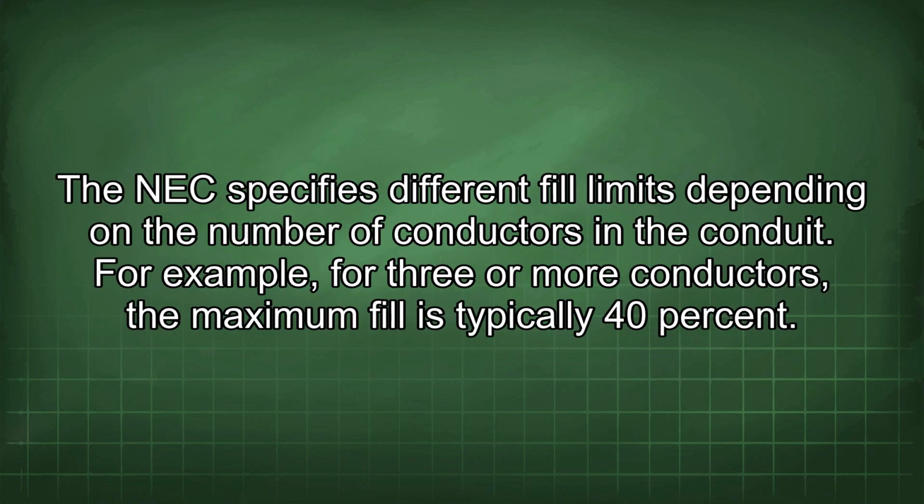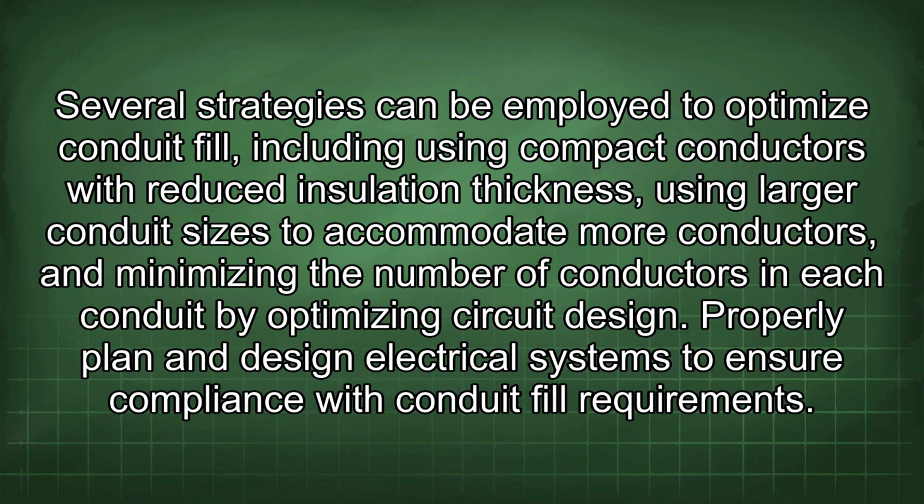The NEC specifies different fill limits depending on the number of conductors in the conduit. For example, for 3 or more conductors, the maximum fill is typically 40%. Several strategies can be employed to optimize conduit fill, including using compact conductors with reduced insulation thickness, using larger conduit sizes to accommodate more conductors, and minimizing the number of conductors in each conduit by optimizing circuit design.